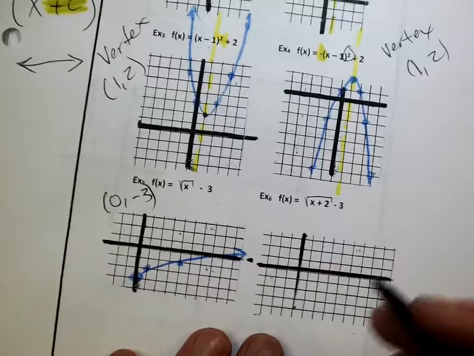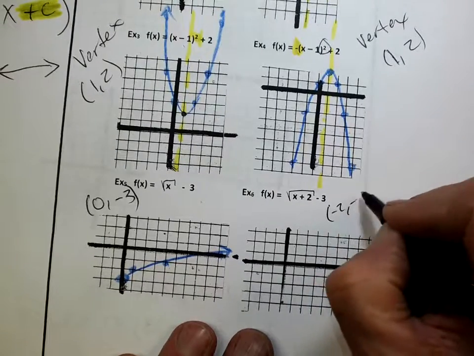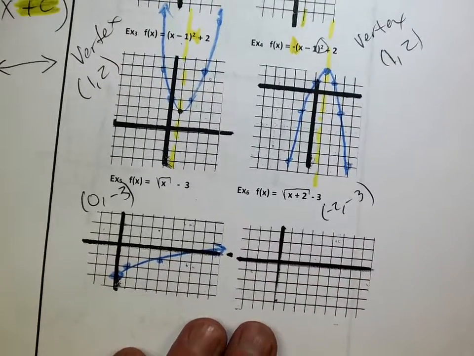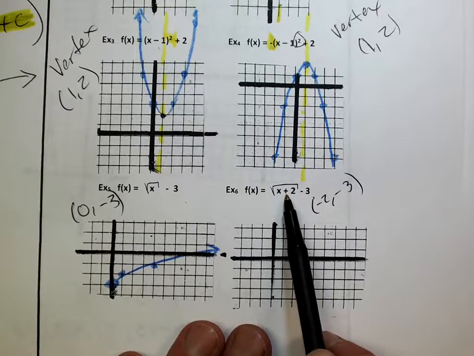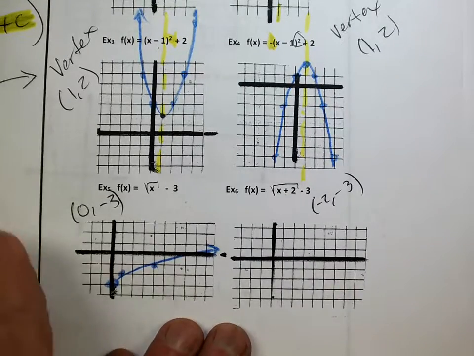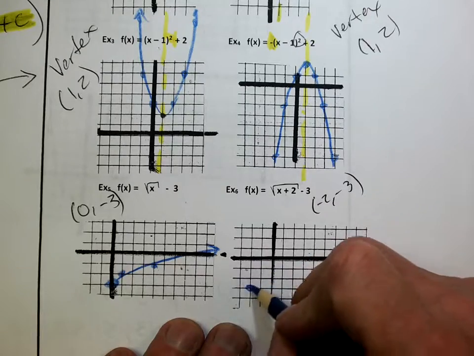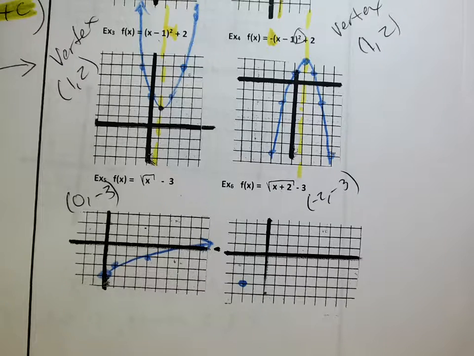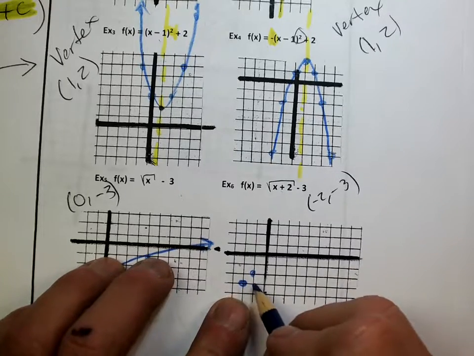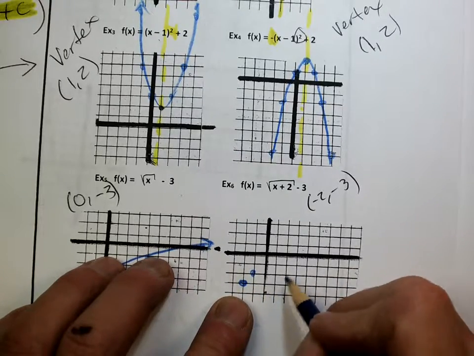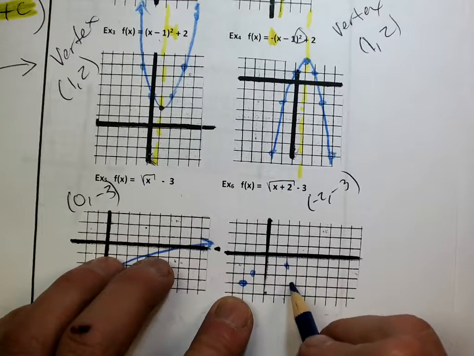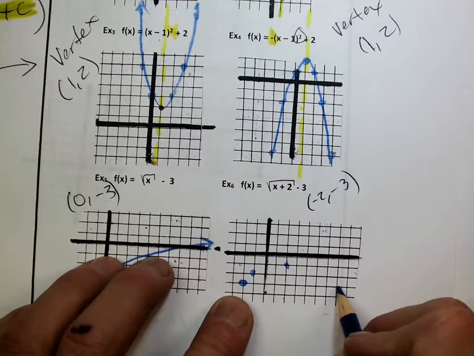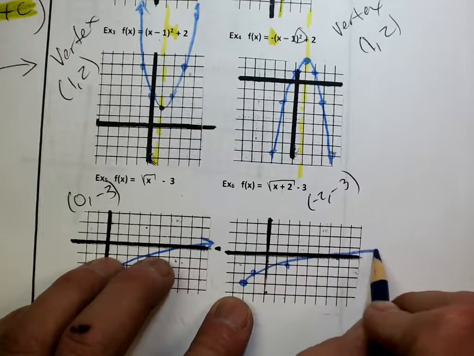On example 6, the endpoint is at negative 2, negative 3, okay? Because it is the opposite of the inside. So negative 2, negative 3 is there, right? And I'm going to do my same 1, 1, 4, 2, 9, 3, right? So 1, 1, because the square root of 1 is 1, over 1, 2, 3, 4. Square root of 4 is 2. Go over 9, 4, 5, 6, 7, 8, 9. Square root of 9 is 3. And we get this graph right here.